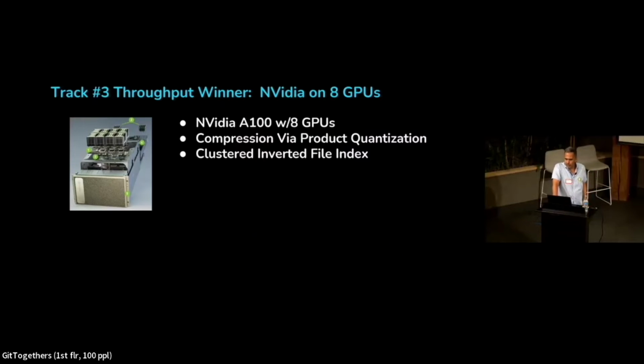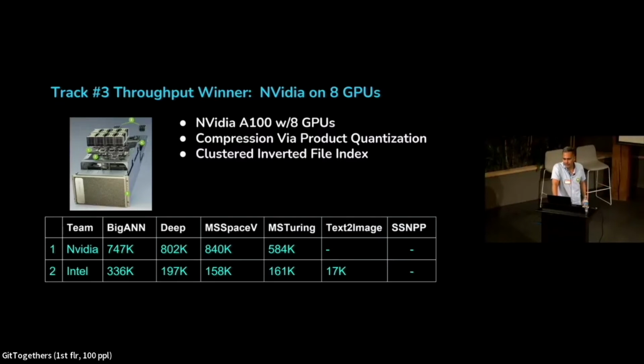The throughput winner was NVIDIA, and it was based on a submission of A100 GPUs, eight of them, in a DGX system. So they're tightly interconnected GPUs. Their algorithm is pretty straightforward. It was a lot like IVF-PQ, except they distributed clusters across all of the GPUs.